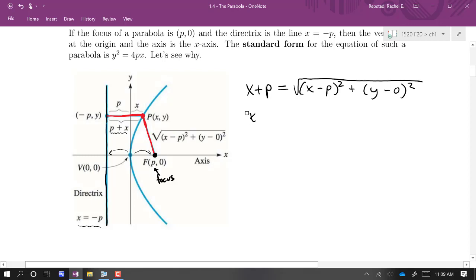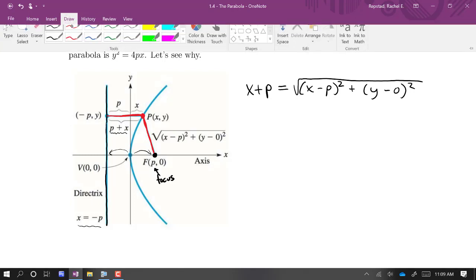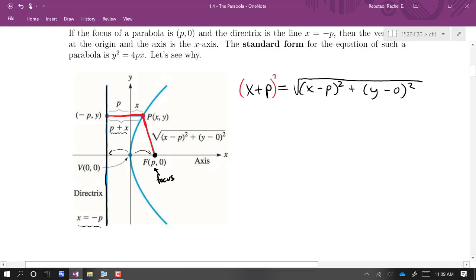What we could do to simplify first is square both sides and get rid of that radical. I'm going to do a couple of things at once. On the left side, I've got (x plus p) squared. I'm going to expand that, so x squared plus 2px plus p squared. On the other side, I'm going to expand the (x minus p) squared, so that's x squared minus 2px plus p squared, and then plus (y minus 0) squared, which is y squared, and we've squared it so there's no radical.